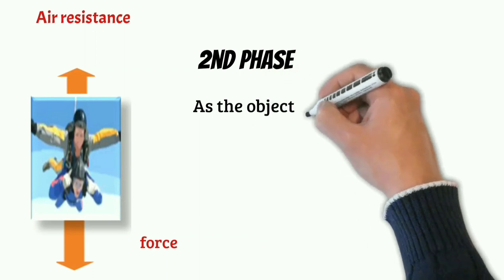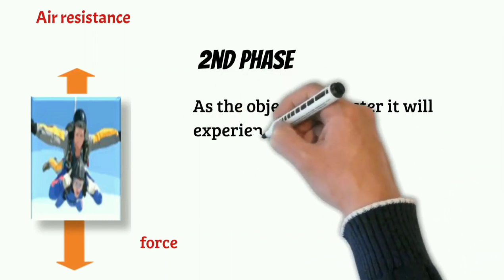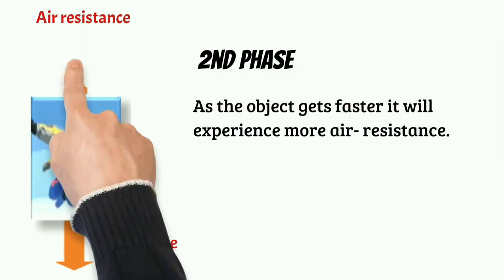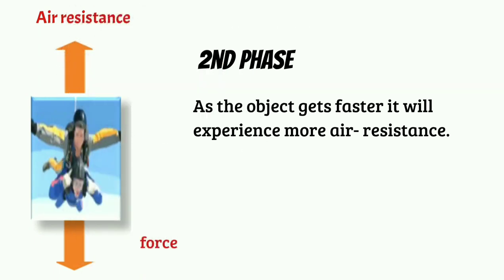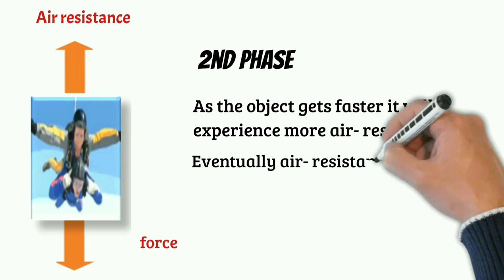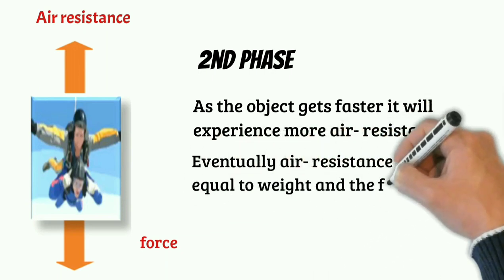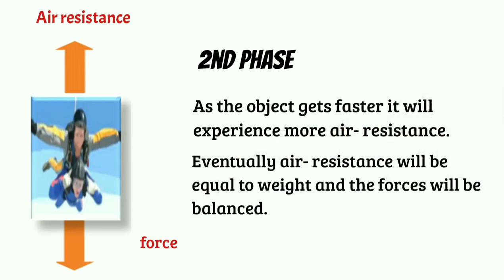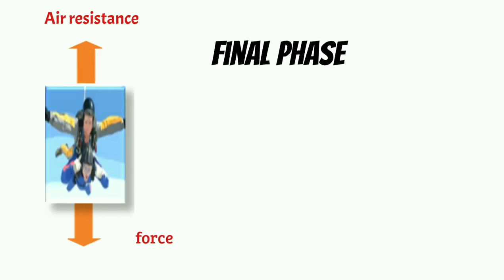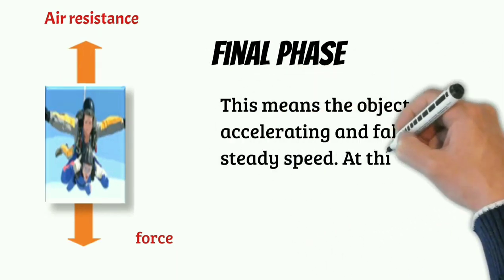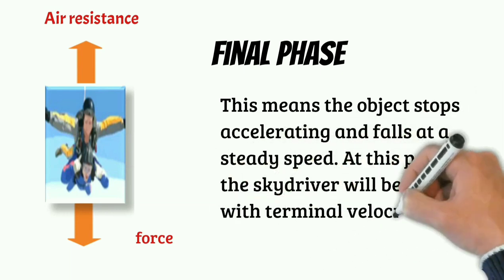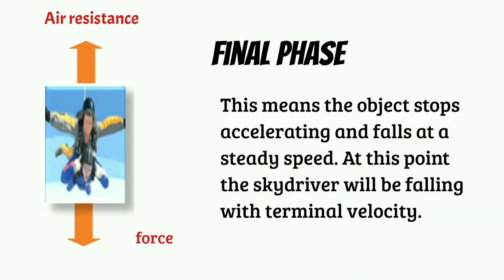As the object gets faster, it will experience more air resistance. Eventually, the air resistance will be equal to the weight and the forces will be balanced. All this means that the object, or person in this case, stops accelerating and falls at a steady speed. At this point, the skydiver will be falling with terminal velocity.